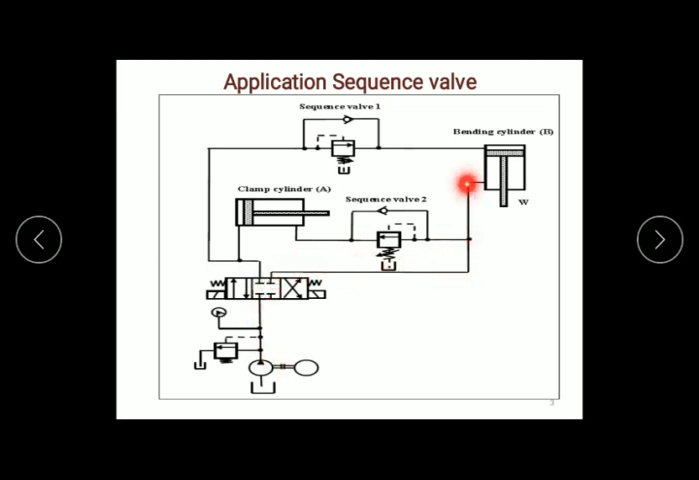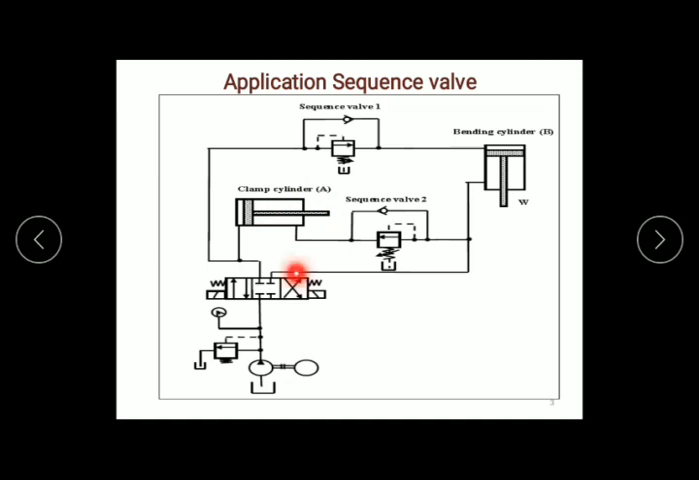Once the retraction of cylinder B takes place, because we are sending the oil to the rod end of cylinder B, the oil will cause the retraction of cylinder B, and this retraction will cause back pressure. This back pressure will open this sequence valve 2, and you will get the oil in the rod end of cylinder A. This oil in the rod end of cylinder A will cause retraction of cylinder A.